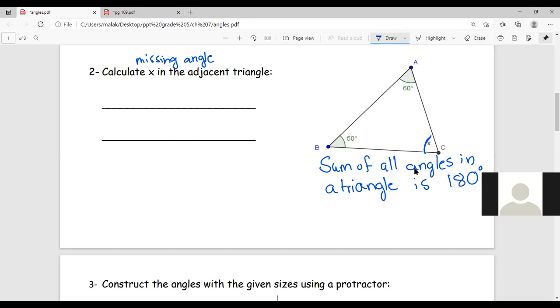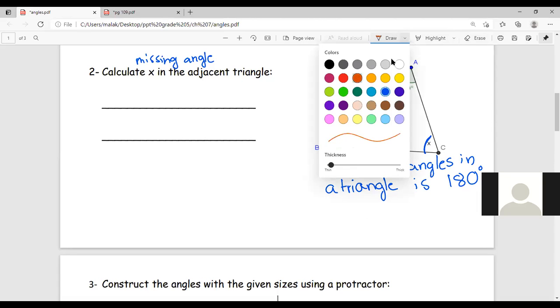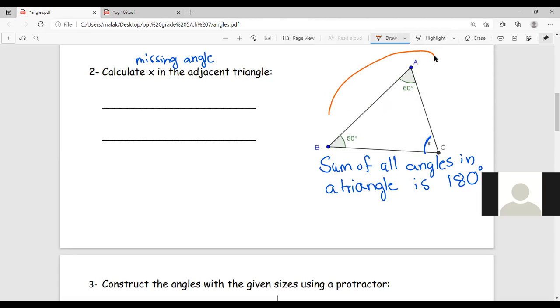What shall I do first, Hala, in order to know the missing angle? We have 60 plus 50 plus the third angle, all of them 180. I must join 60 with the 50. It will make 110. Bravo. So you have to add first 60 plus 50. How much? 110. How much do we need to get till 180? 70. So we put 70 in the x.